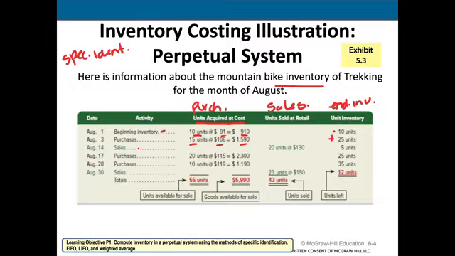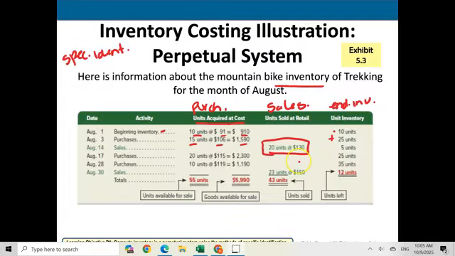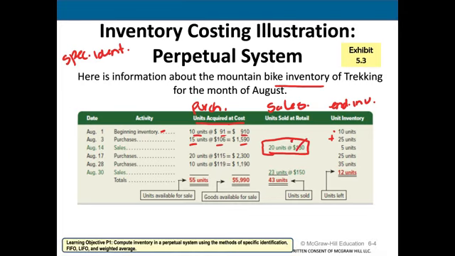Then on August 14th, they sold 20 units, each for $130. For this exercise, we're trying to figure out the cost of goods sold and the ending inventory amount, so the amount they actually sold it for is irrelevant. We just need to know that they sold 20 units. And so now they have 5 units left.